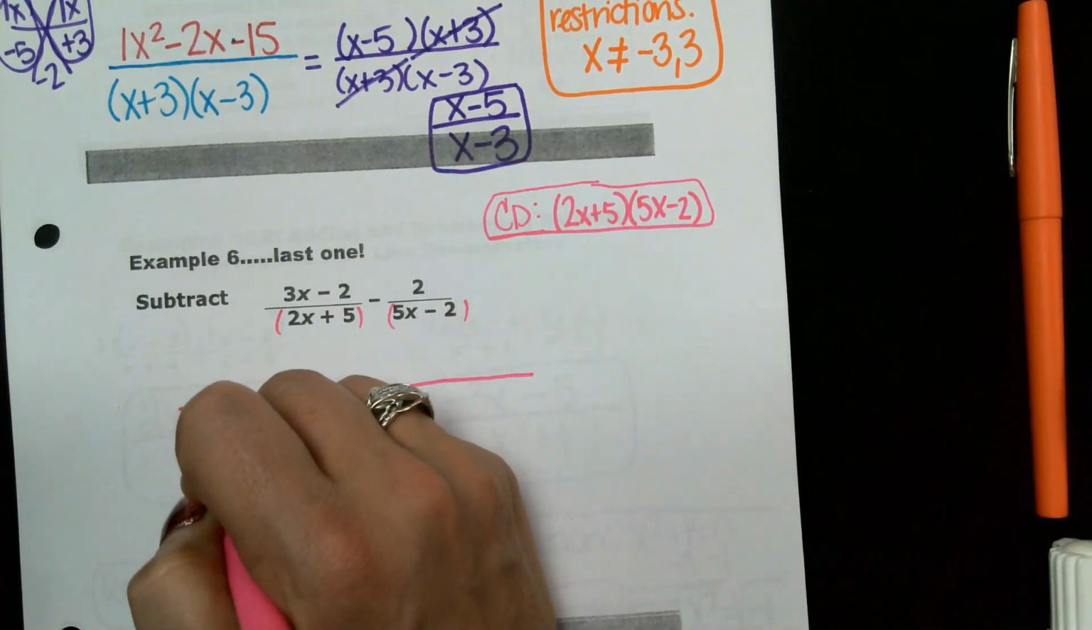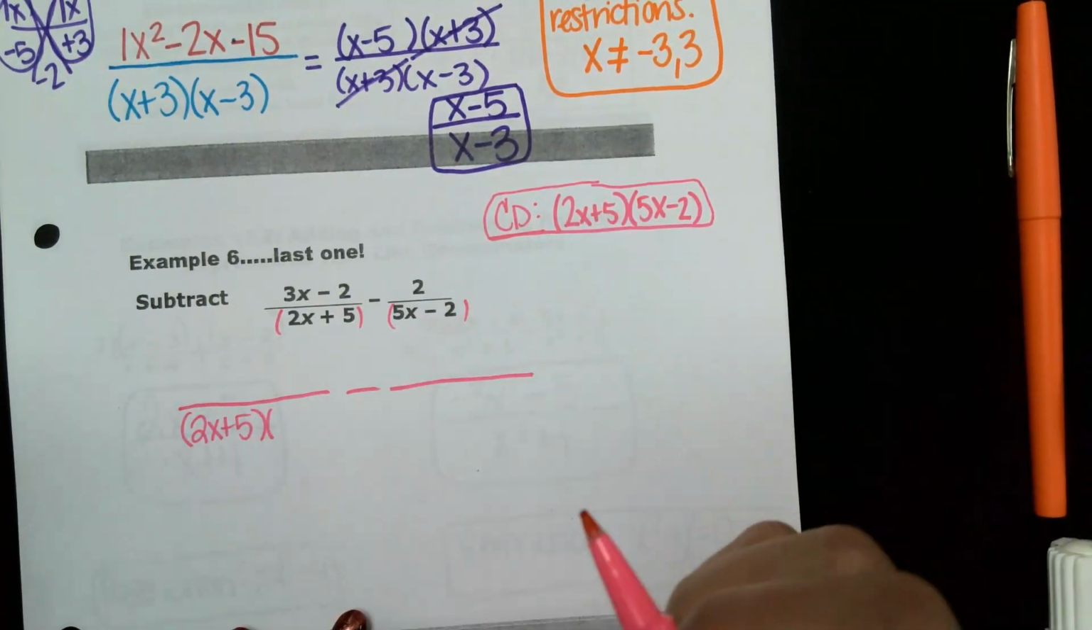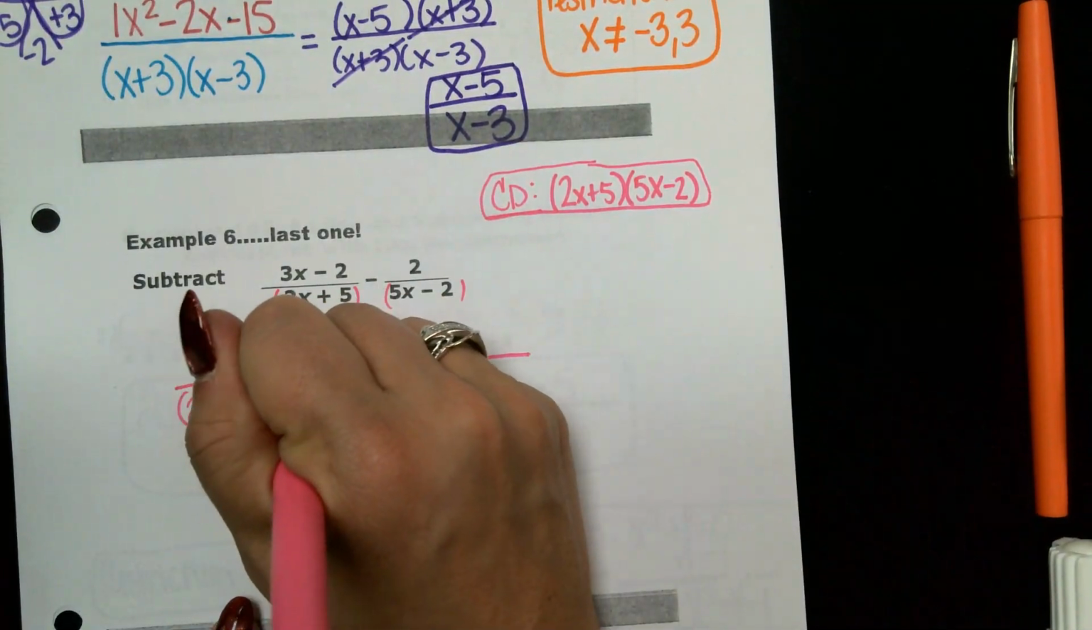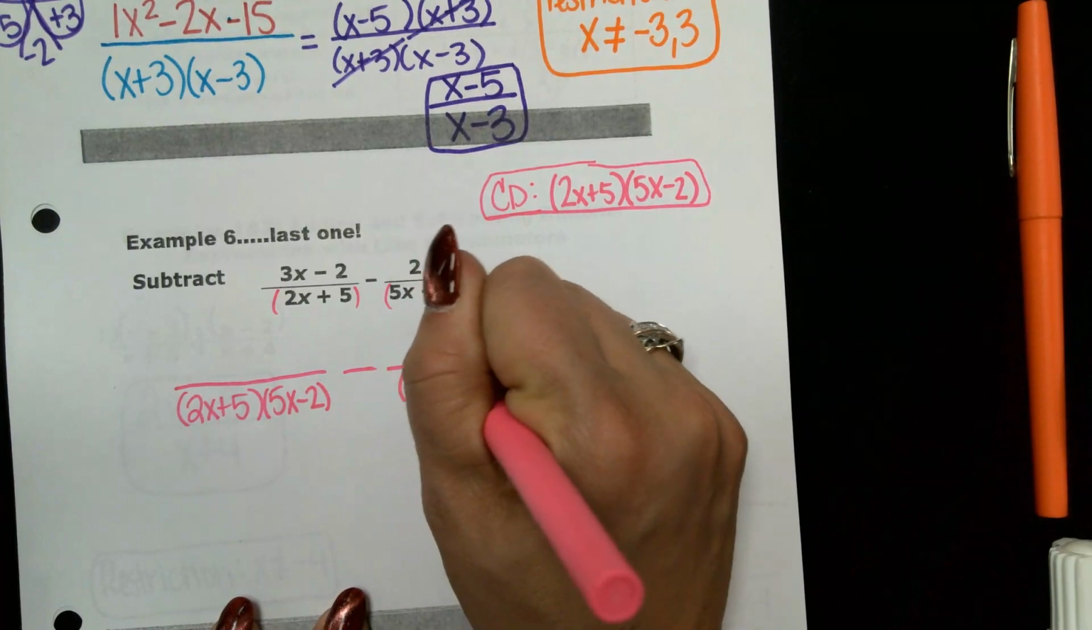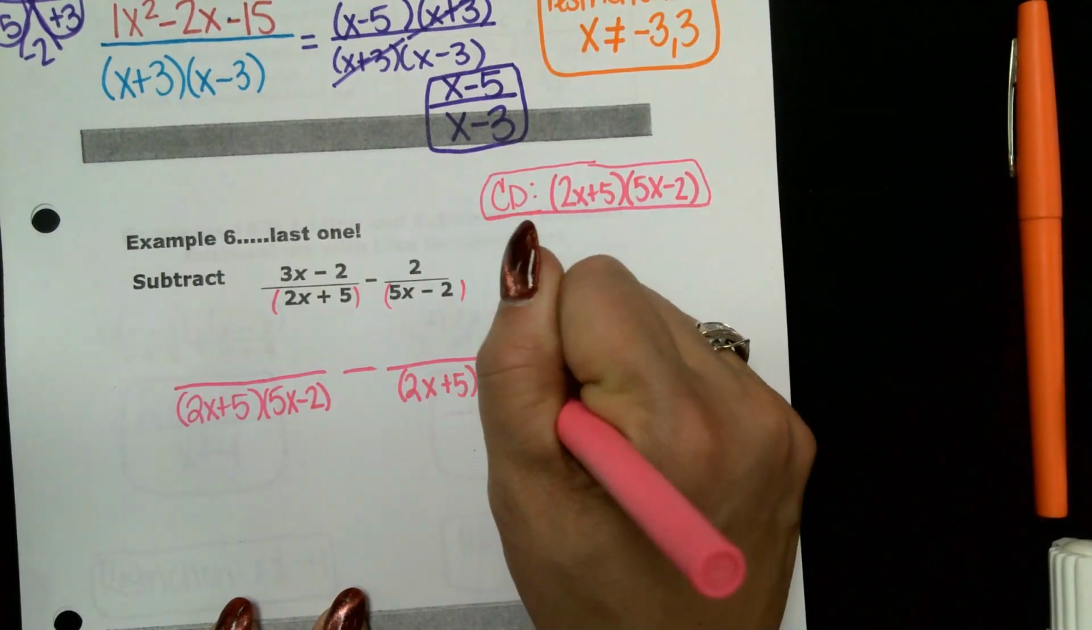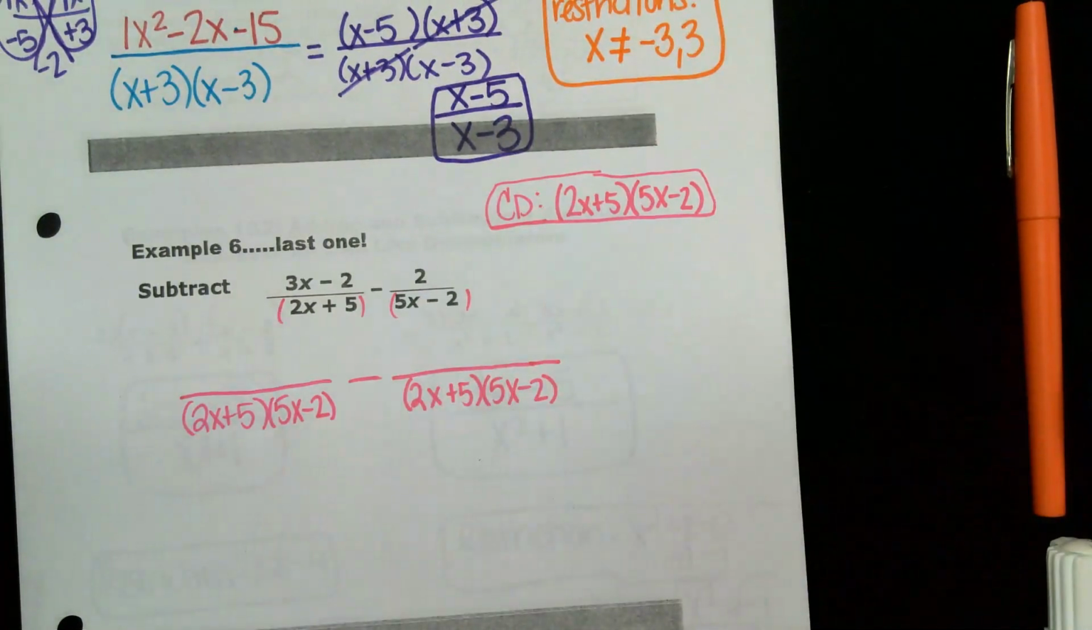So 2x plus 5 times 5x minus 2 under both fractions. One numerator will be easier to change than the other one. One of them will be a box. One of them will be just straight out distributing.